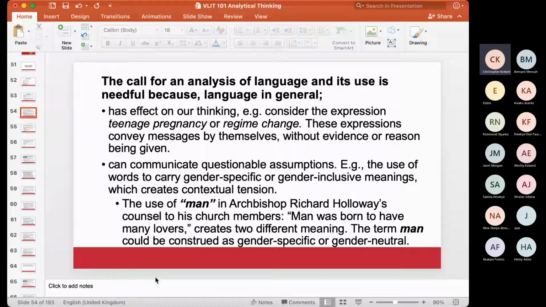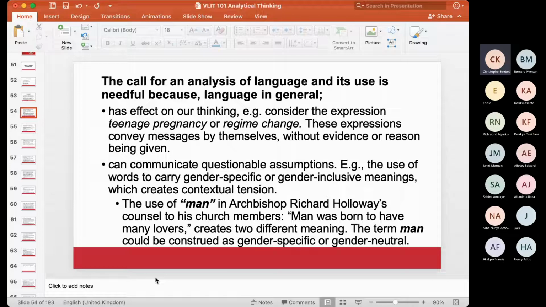Now, the use of the term man has different meanings. It can be gender specific and it can be gender neutral. So, as such, there's a problem. Is he advocating that the male entity has the right to have many lovers, marry, and still have other lovers or girlfriends around? Or is he talking about man and woman, both sexes?